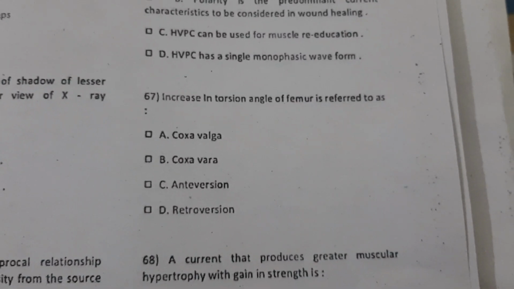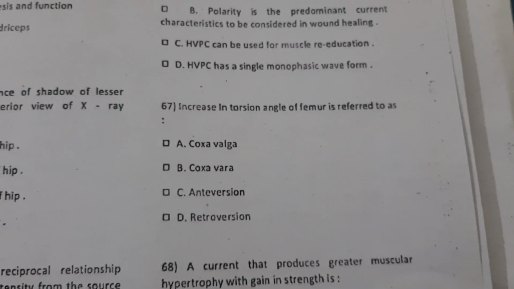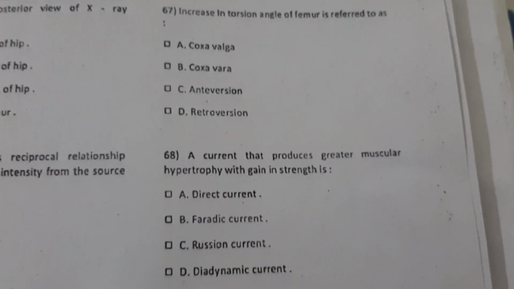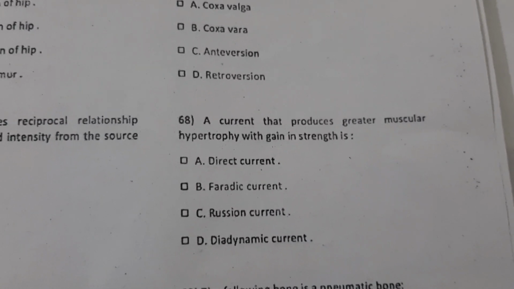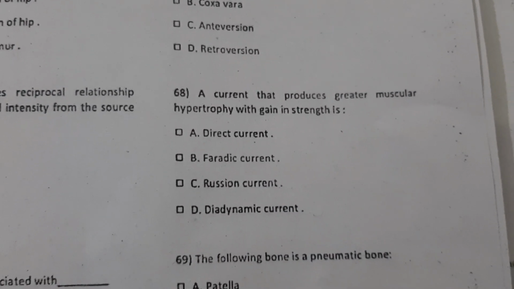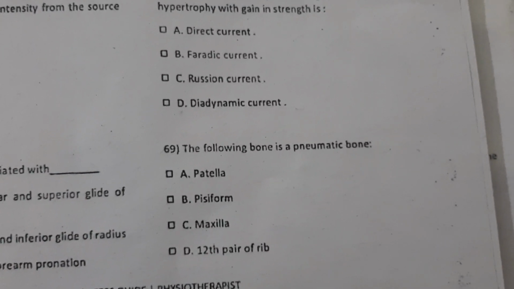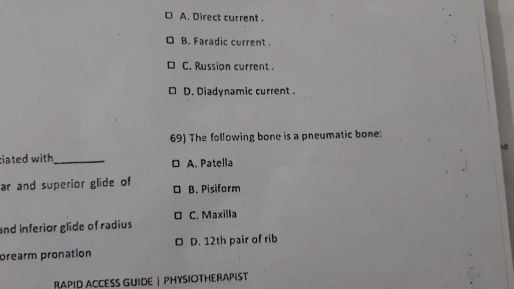The next MCQ is increase in torsion angle of femur is referred to as, option C is correct, anteversion. A current that produces great muscular hypertrophy with gain in strength is, option C is correct, Russian current. The following bone is a pneumatic bone. Option C is correct, maxilla.